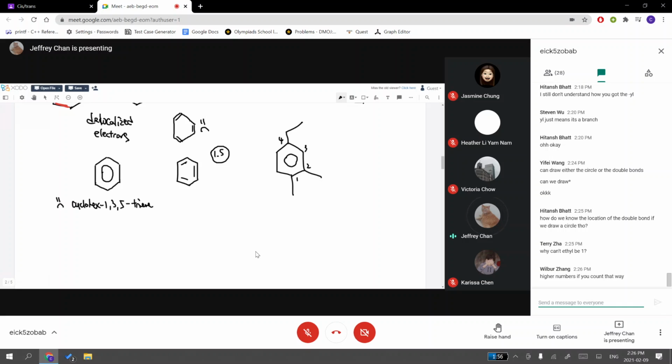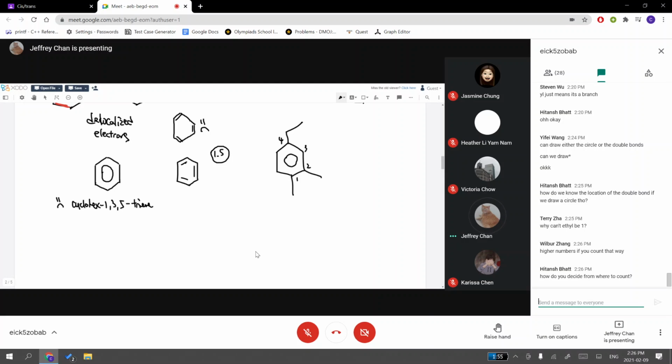Why can't ethyl be 1? Because they have the same importance, right? You want the lowest number first, and then if the numbers are all the same, you take into consideration alphabetical order. How do I decide where to count? Well, again, this will give me the lowest number possible. If I count the other way, 1, 2, 3, 4, 5, right? That's not good.